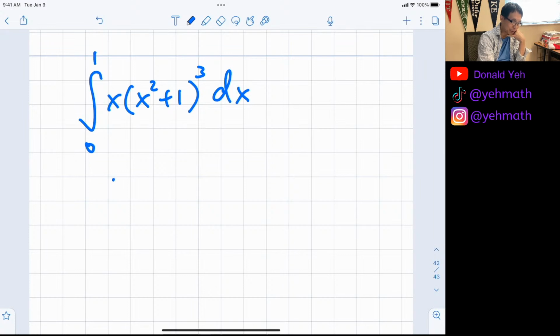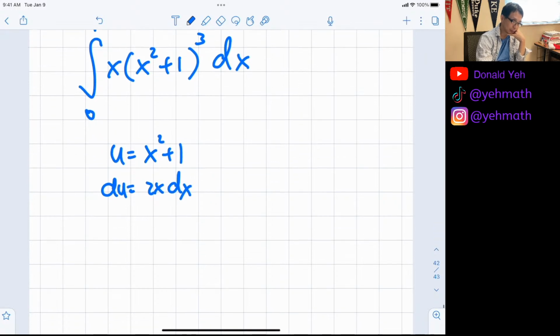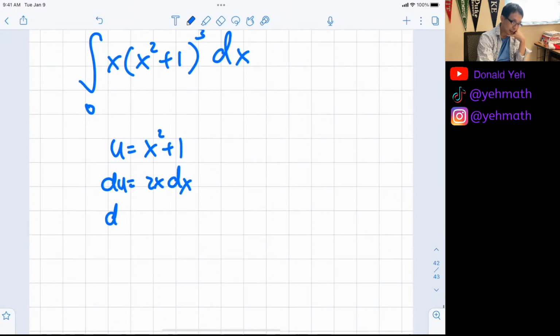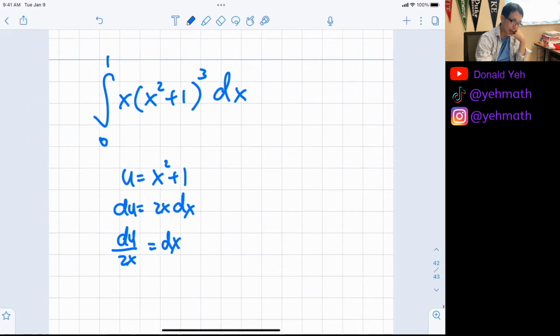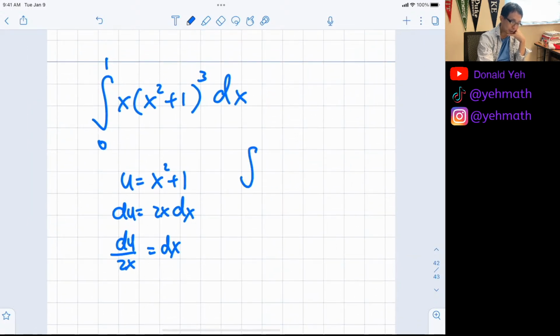So what happens is you're going to do u equal to x squared plus 1. du is equal to 2x dx. Make sure the plus 1 is not there. du over 2x is equal to dx. So now I'm going to do the integration of x times u to the third dx. I'm going to change dx to du over 2x.